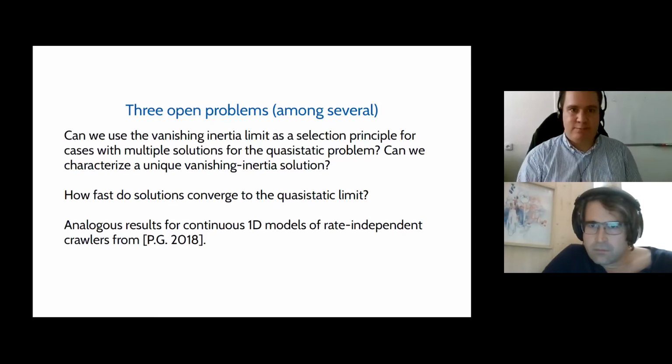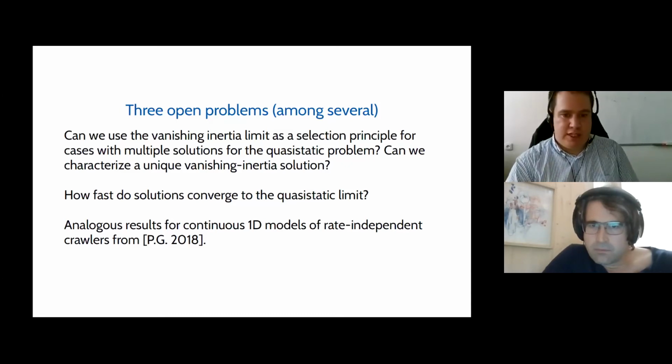Okay, other open problems. Clearly we use a compactness selection principle, so we know that the subsequence or sequence converges. We don't know how fast, so we don't know if 10 to the minus 3 is actually very small. This is something we would like to do. And of course, one can hope to do the same for higher dimensional models. Okay, this was my last slide.